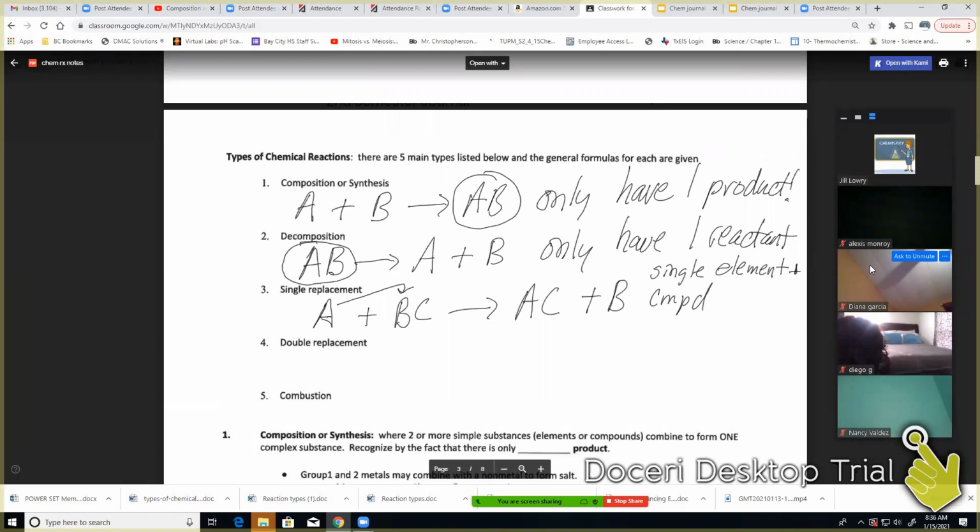Our double replacement reactions will be the ones that are the most complex. We have a compound plus a compound, and the metals are going to switch places. So I'm going to end up with CB plus AD. So we have 2 compounds and the metals switch places.